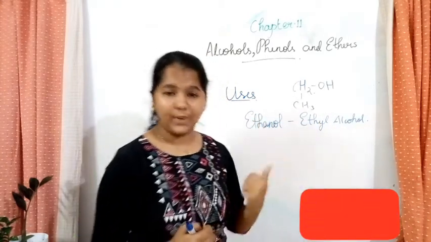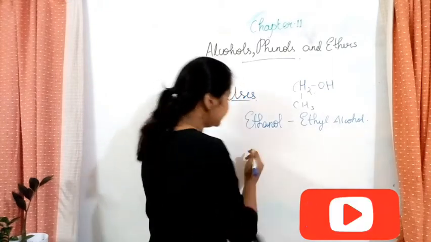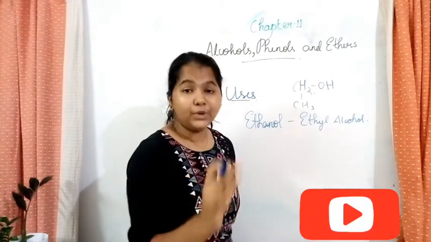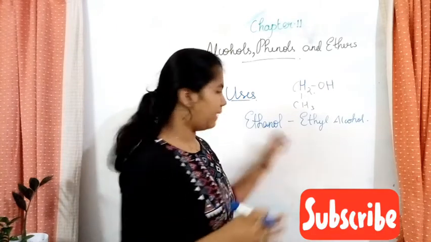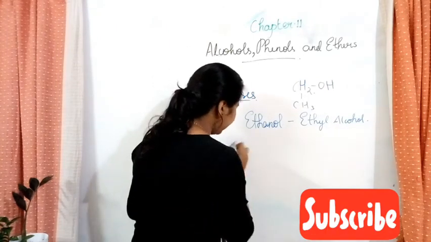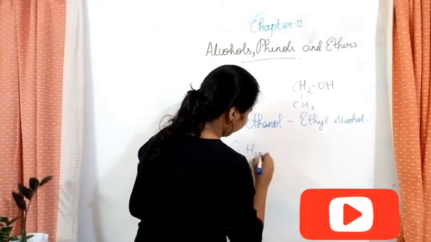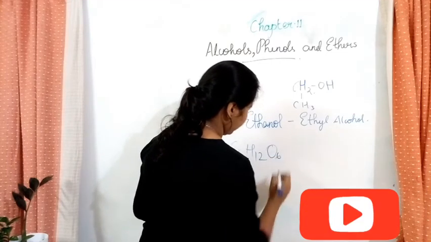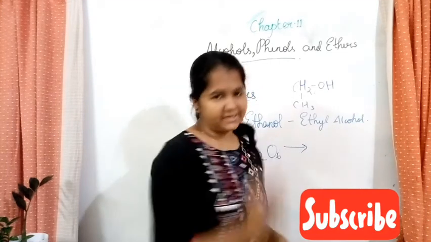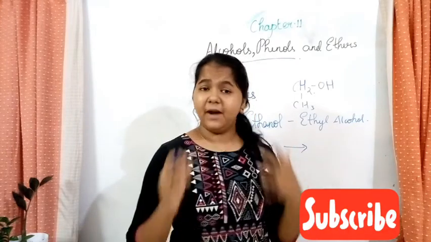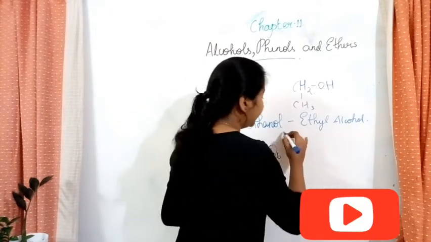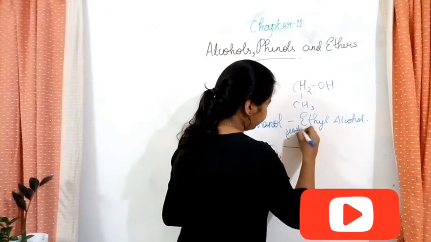So let's write the equation for that. I told you that glucose undergoes fermentation to form ethanol. So glucose, C6H12O6, undergoes fermentation, and that fermentation is with the help of what? Yeast enzyme.